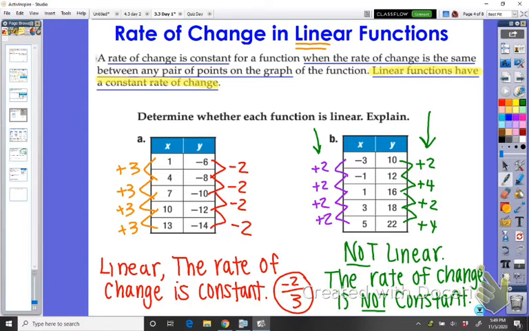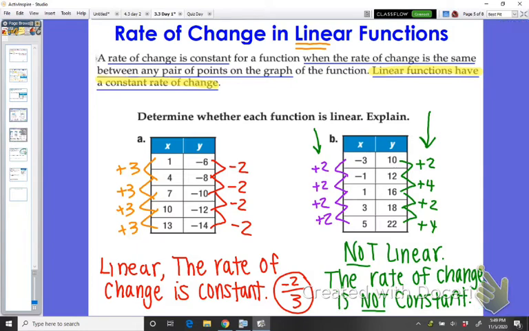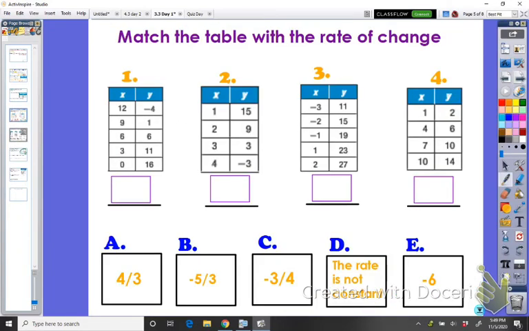So make sure you check every value of x and every value of y, because it could seem that it is going well, that it is constant, but then one number throws it off. Alright, so using that information, once my slide switches here.